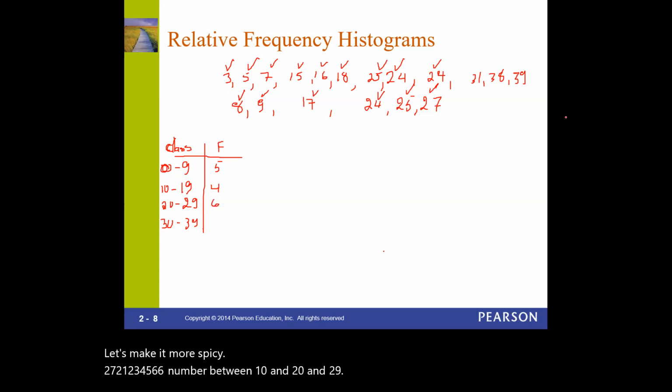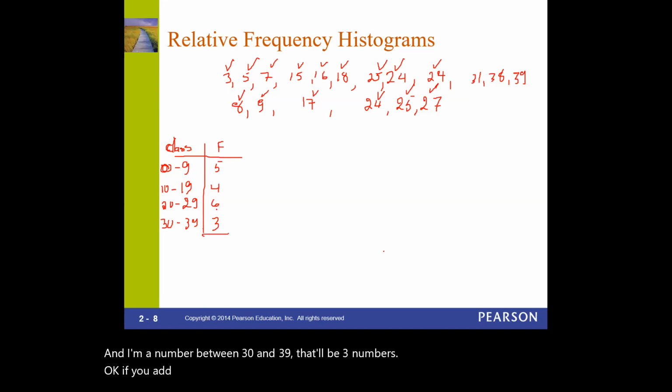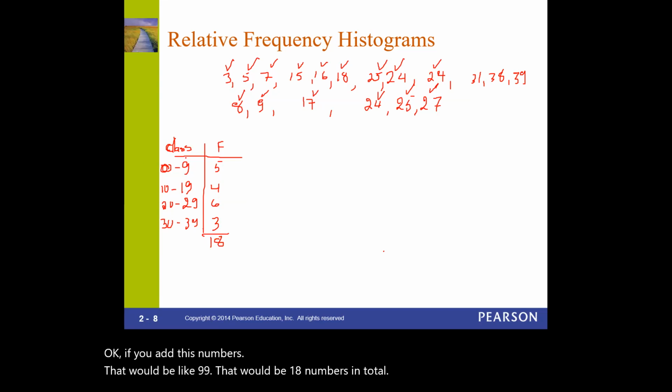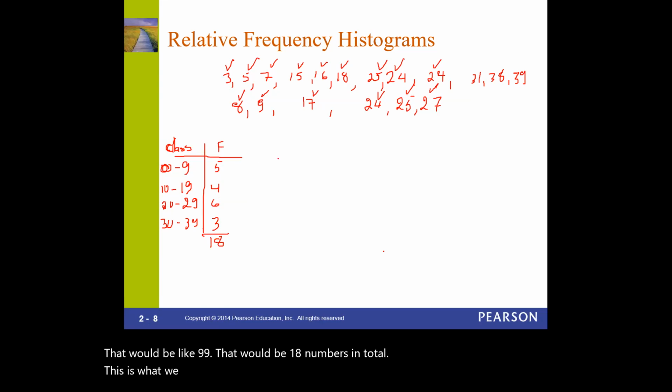And how many numbers between 30 and 39? That'll be 3 numbers. If you add these numbers, 5, 4, 6 and 3, that'll be 18 numbers in total. This is what we call using the class. We get the frequency. If you do the graph for it, it goes like this.